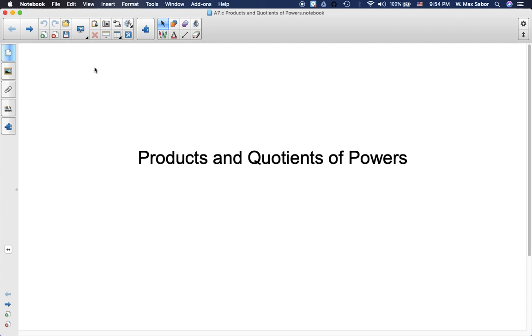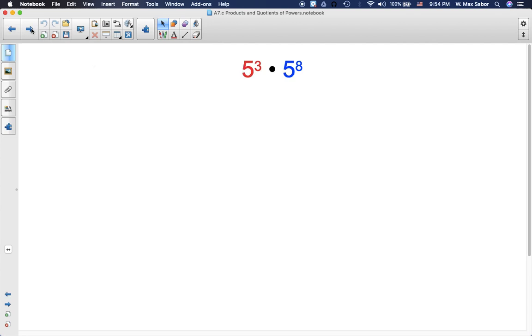Products and quotients of powers. So there are two key rules that we're going to learn today. One is about the product of powers, and the other one will be about quotients of powers.